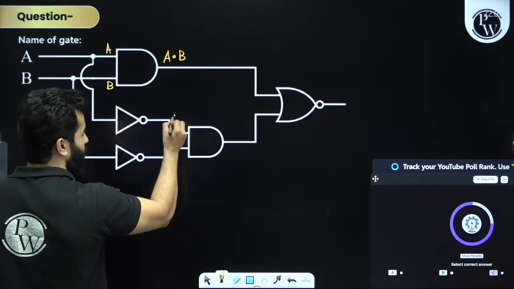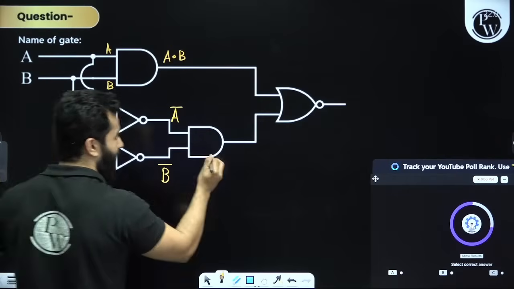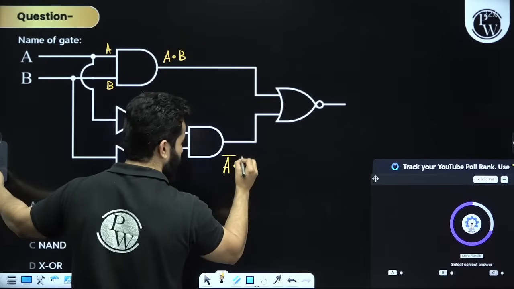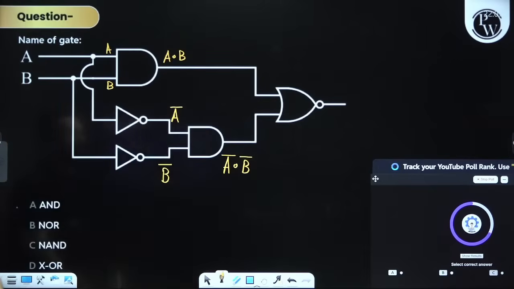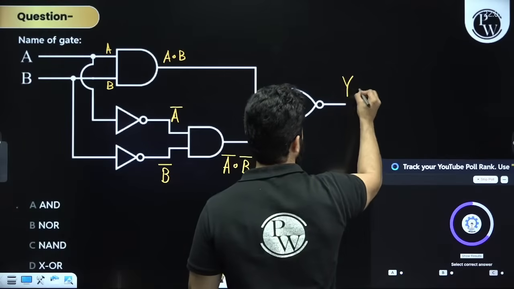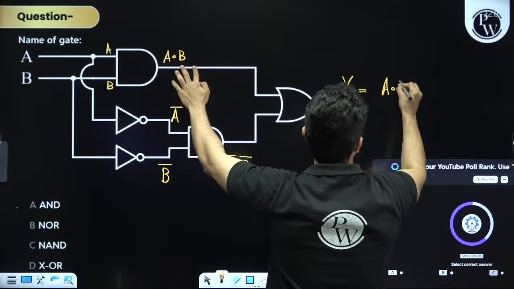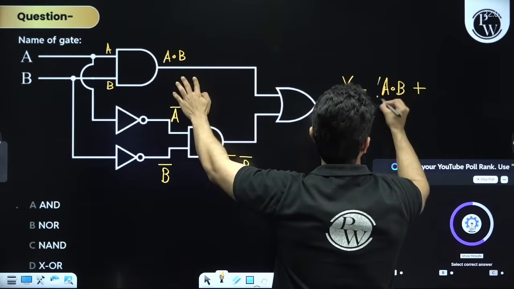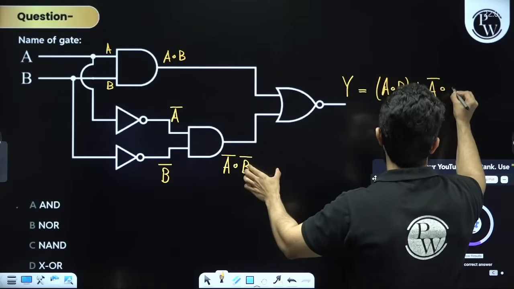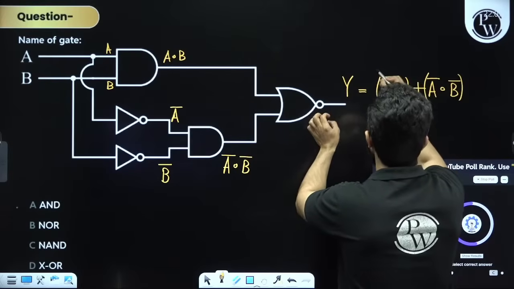Sorry. This is A naught. This is B naught. Now this is AND. AND basically means A bar dot B bar. And now finally you have got Y equals to A dot B plus A bar dot B bar. This is OR, but you have got an inverter, that means NOR.